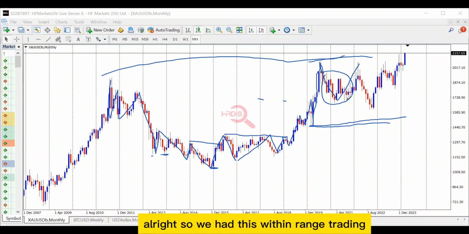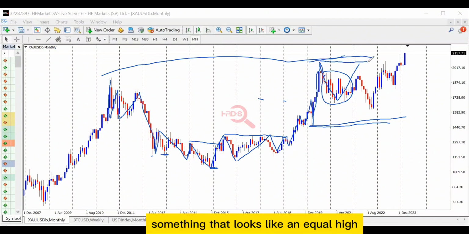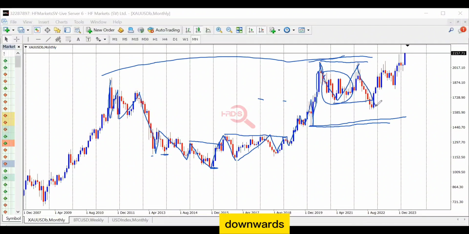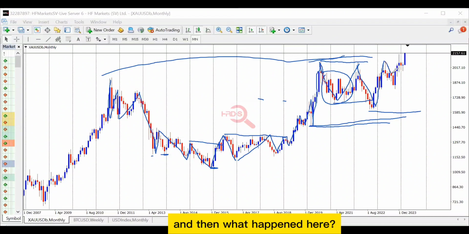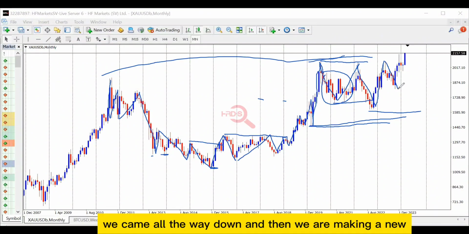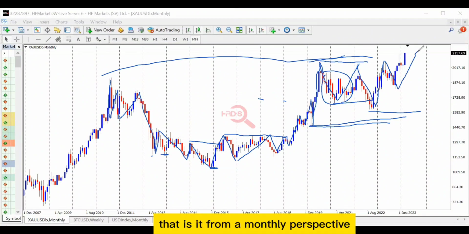All right, so we had those within range trading, and then next we had something that looks like an equal high. We made this, and then we broke out downwards, and then we had a new high. All right, this is the low that gave birth to this high. And then what happens here? We came all the way down, and then we are making a new high. All right. That is it from a monthly perspective. So we have just made a new monthly high.